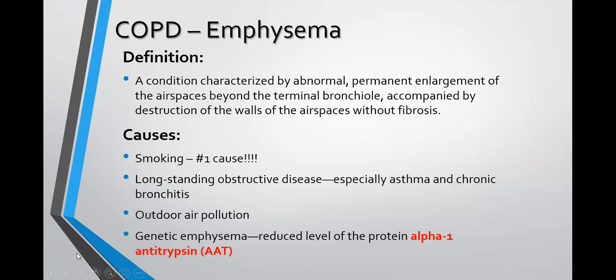The next one, emphysema. Emphysema is a condition characterized by abnormal, permanent enlargement of stretched out air sacs, right? Might as well say, they're stretched out air spaces beyond the terminal bronchiole, accompanied by destruction of the walls of the air spaces without fibrosis. So floppy lung. Emphysema is floppy lung. The air sacs or alveoli have been stretched out, permanently enlarged and stretched.